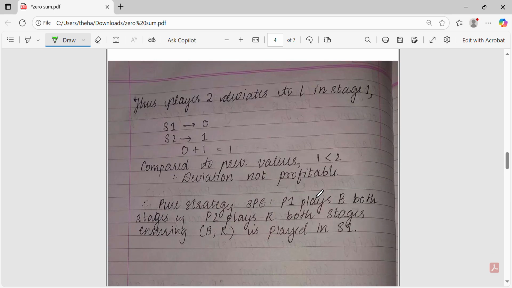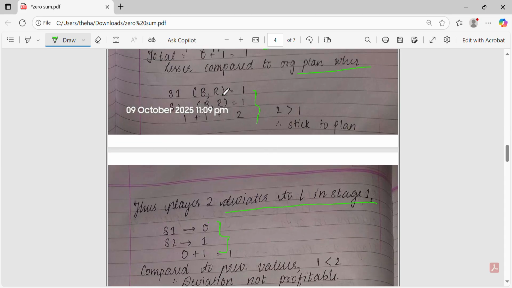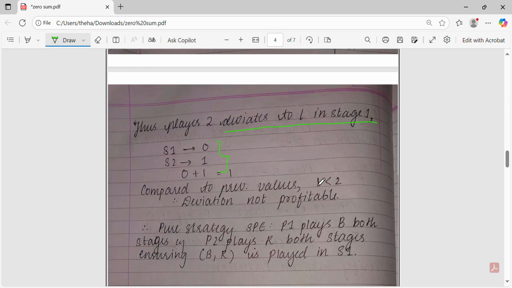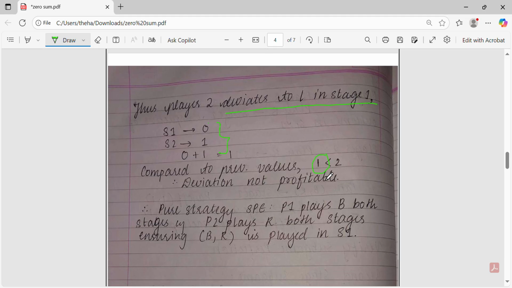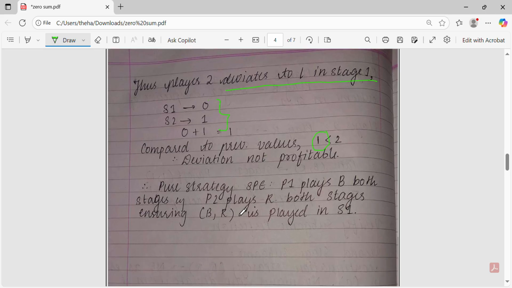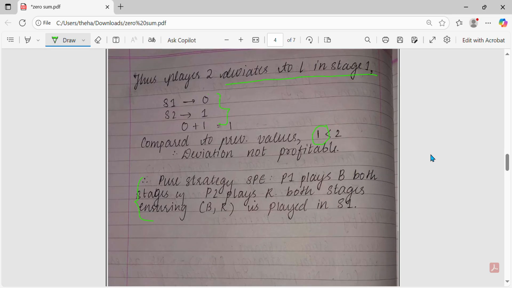The same goes for player 2. Player 2 deviates to L. Okay, it's going to deviate. So when it deviates from R to L, when we derive its values from the table, we get 0 plus 1, 1. Compare it to previous values, as we did here, we get 2 over there also. So it is less beneficial to deviate. Okay, it is less profitable. So this is one conclusion sentence that is to be written.